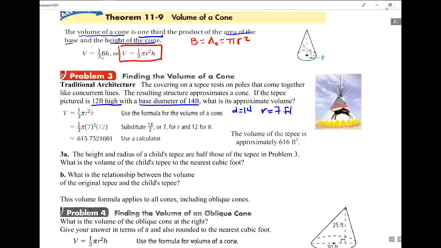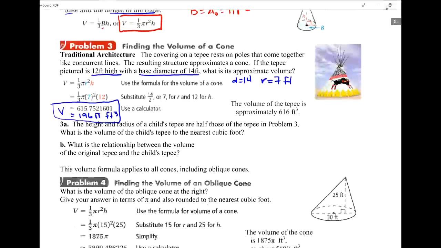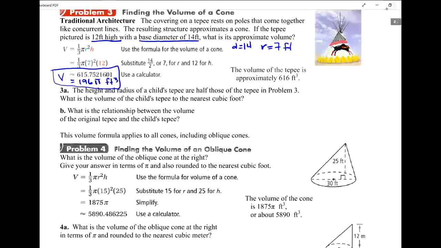We substitute in, and we could leave this in terms of pi, which would be 196 pi feet cubed, or 615.8 feet cubed, depending on whether we want it in terms of pi or to the nearest tenth. Okay, pause the video and do the next example.